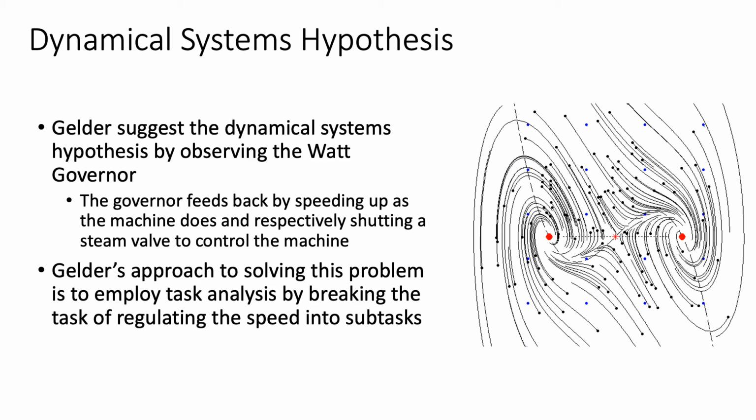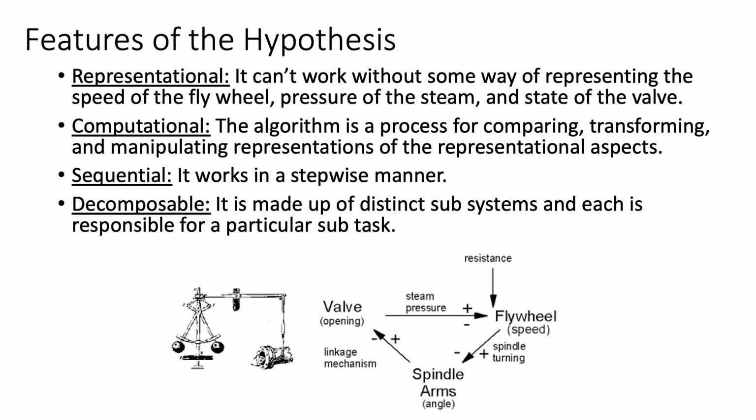Now, this is a nonlinear dynamical system in the figure, as stated in the previous slide, and it's showing that there can be two basins of attraction that affect the trajectories. And finally, the features of the hypothesis are the representational, the computational, the sequential, and the decomposable.